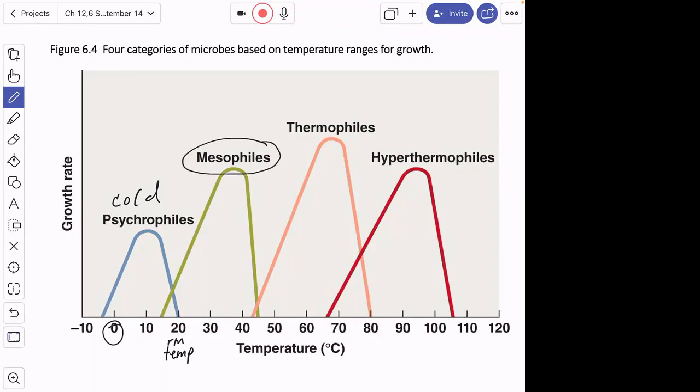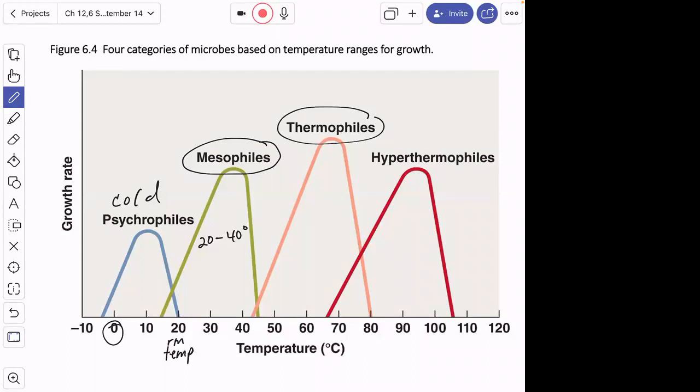Mesophiles, these are organisms that are typically growing well between room temperature and body temperature. So any organism that's causing disease in us is going to be a mesophile, most likely. So all the organisms we work with in the lab, they're all mesophiles. They're easiest to grow.